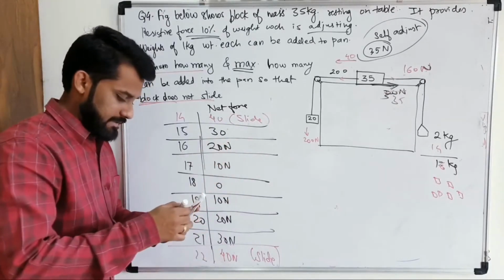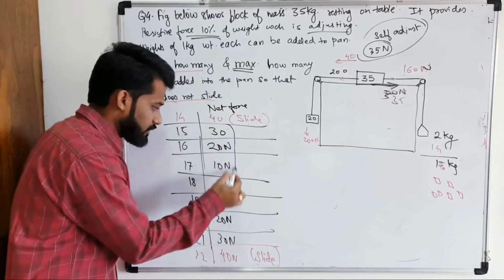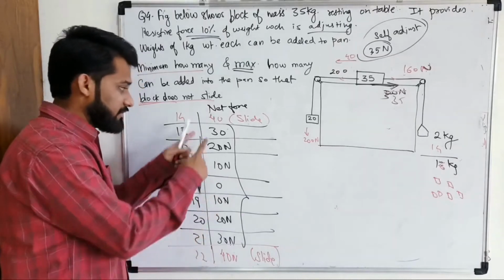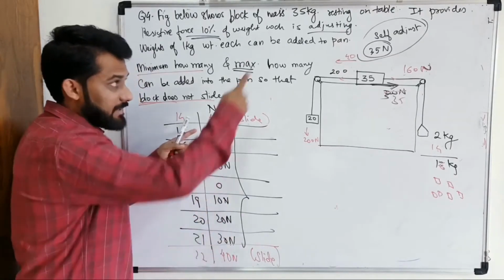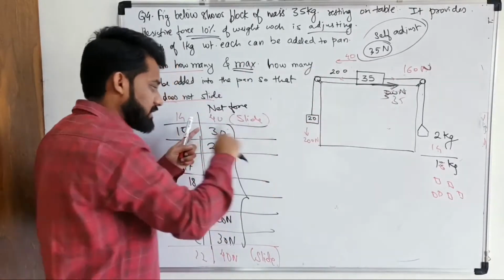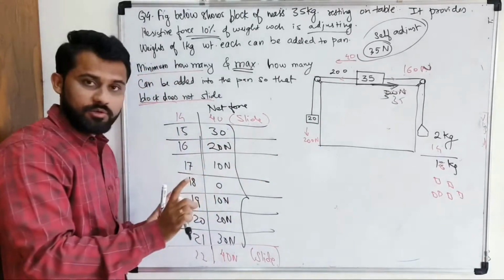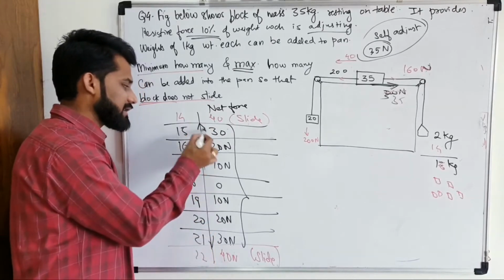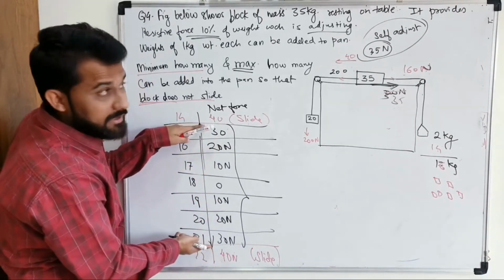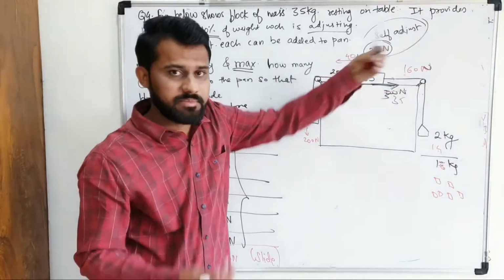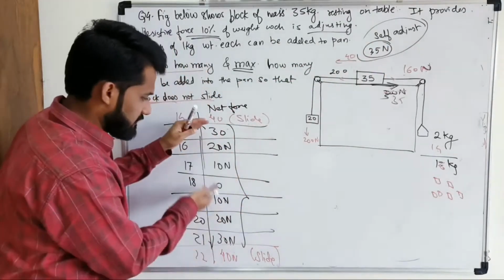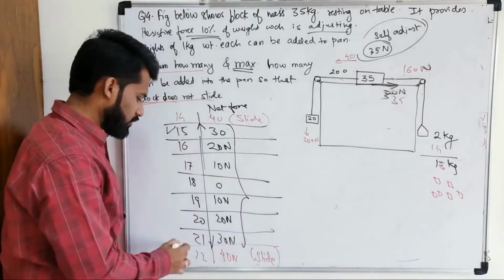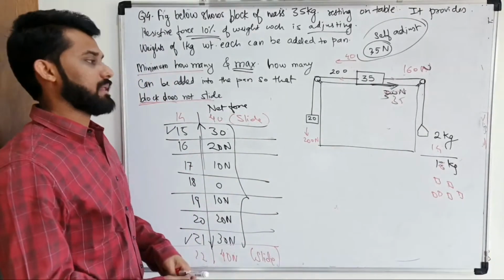In all these cases, net force acting on the block was less than 35. So whenever force was less than 35, that is the maximum limit, the self-adjusting force was cancelling that force and net force used to be 0. So in these cases, the block will not slide because net force acting is less than the self-adjusting, means self-adjusting can balance out that force and make the net force 0. So this is the answer. Minimum 15 to maximum 21 weights I can put in that pan.